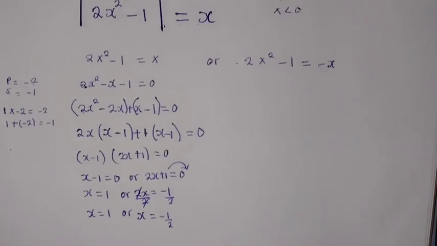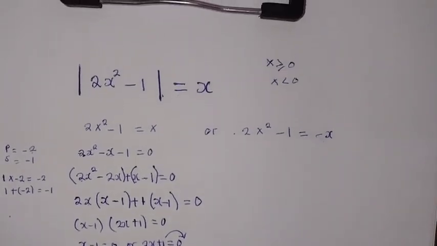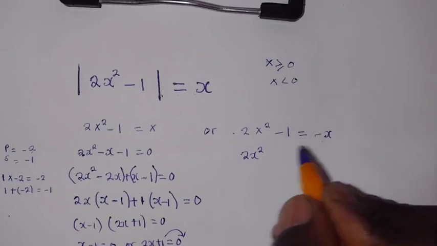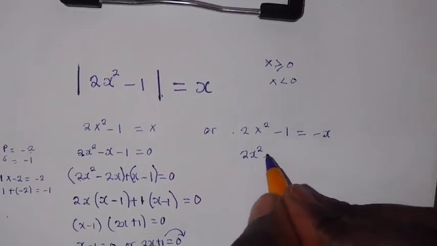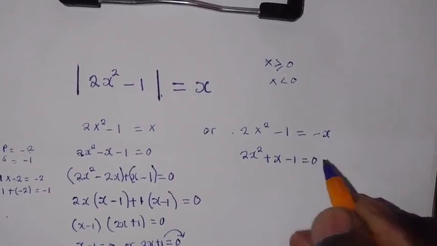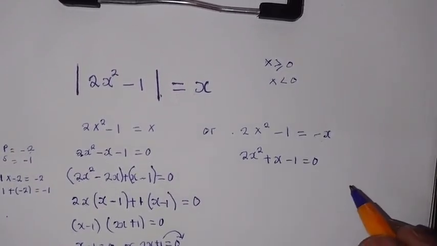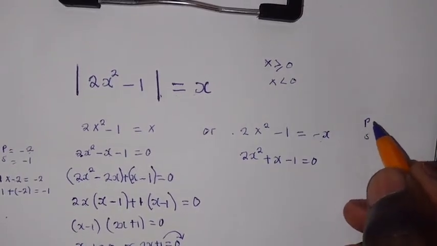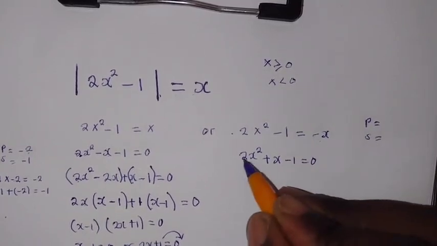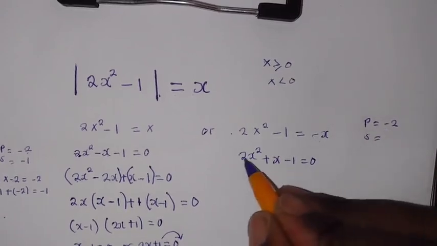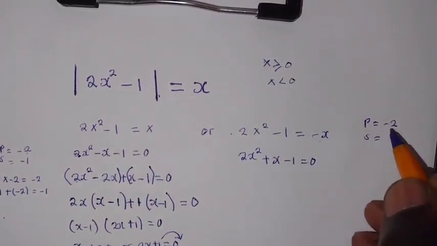Then let's work out the other one, which is this one on top here, on the right hand side. So we do the same. We write 2x squared. This is a negative x, it will be a plus x, then minus 1 equal to 0. Again, it has also become a quadratic equation. We find the product and the sum. So the product here, 2 times negative 1, is a negative 2.